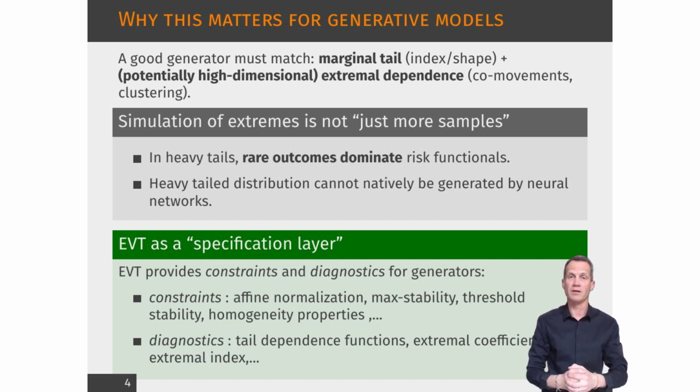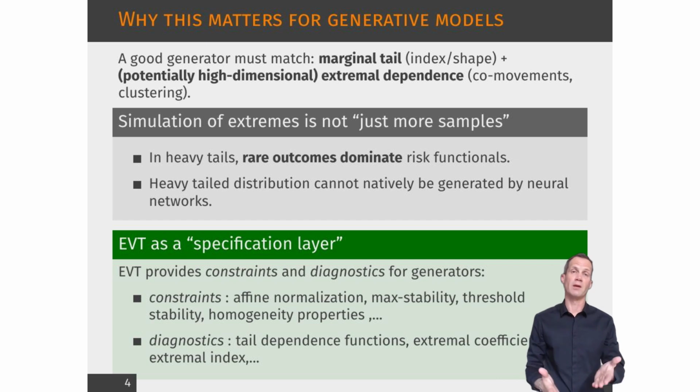The second point is that simulating extremes is not simply a matter of generating more samples. In heavy-tailed settings, rare outcomes can dominate risk functionals such as expected shortfall or aggregate losses. If the generator underestimates the tail, it may look good visually, but be completely wrong for risk assessment. The slide also emphasizes that heavy tail distributions are not naturally produced by standard neural networks without specific constraints.